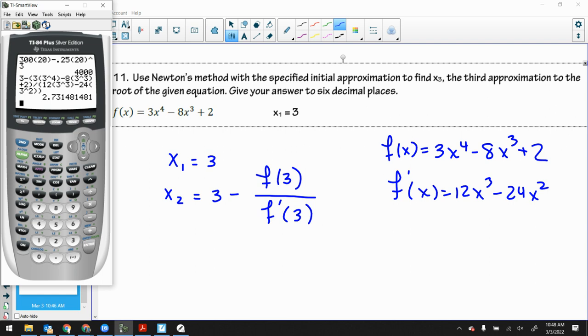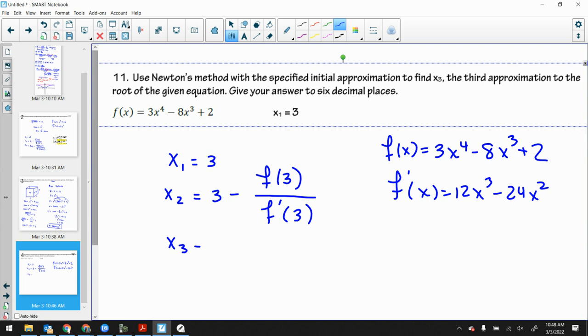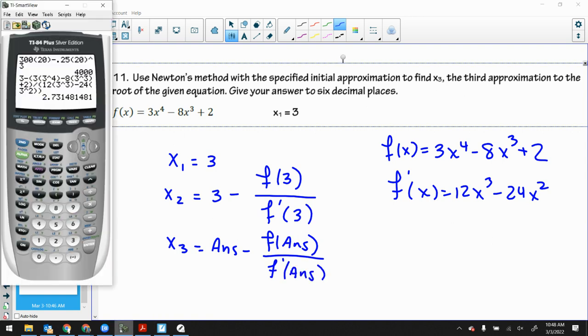That's 2.731481 and so on, 6 decimal places. Now, for x3, basically, I'm going to plug this in my calculator. My answer minus f of my answer, all divided by f prime of my answer. Okay, let's go back in. I need to do my answer here. Now be careful. There was a 3 in my initial equation. I'm not replacing that 3. I'm only replacing where I had my x's. So it was 3 times 3 to the 4th. That's what I replaced for my answer.